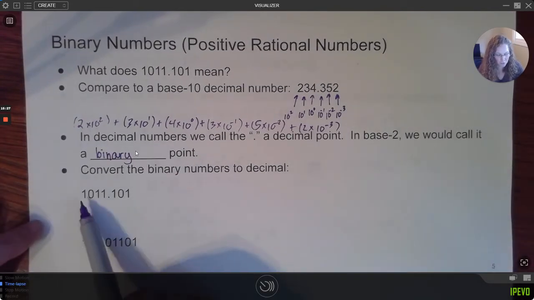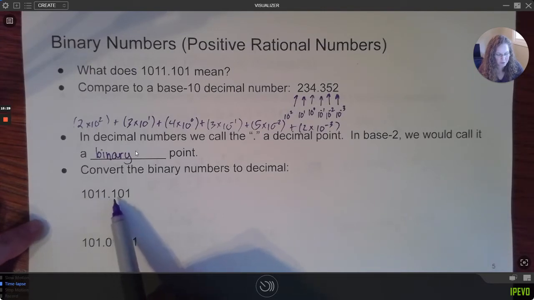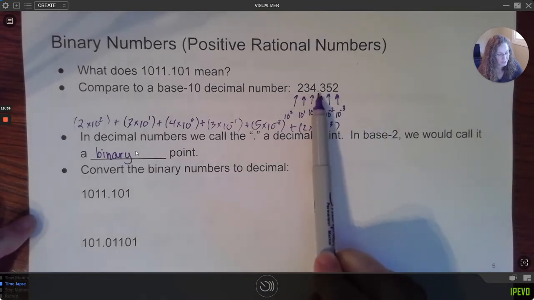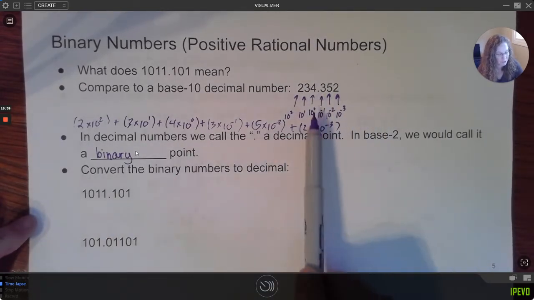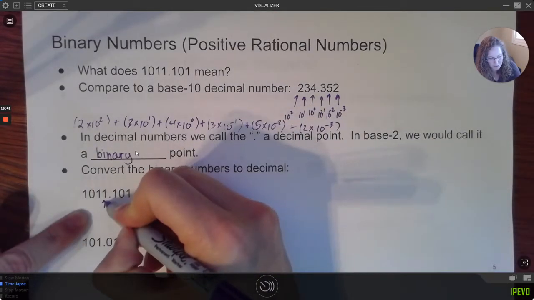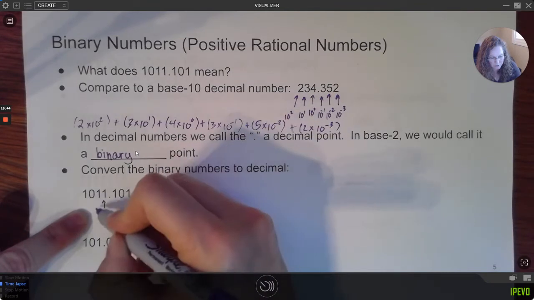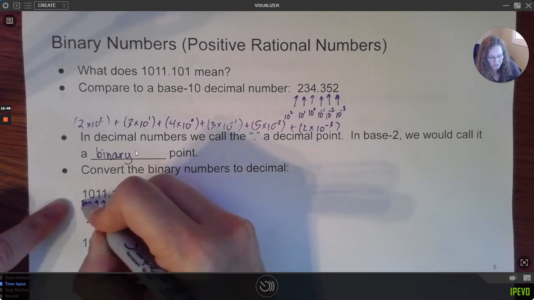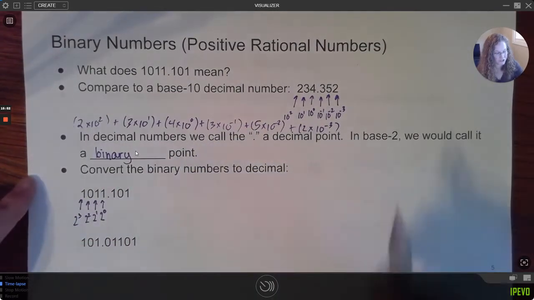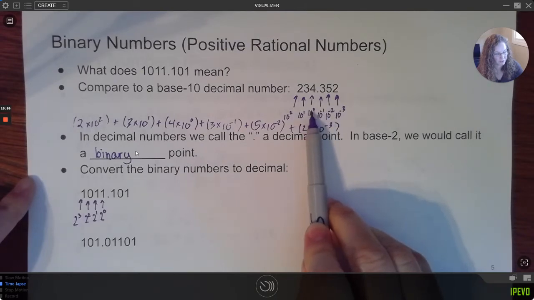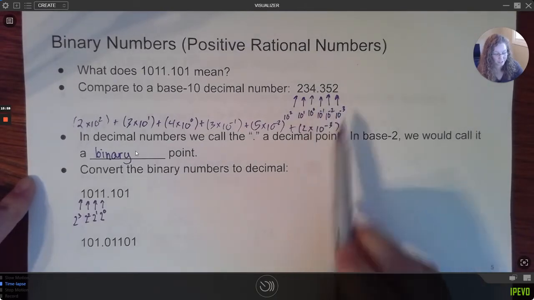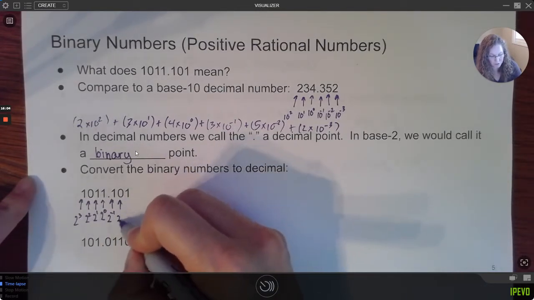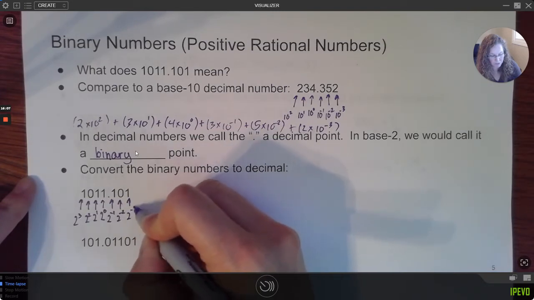Okay, so let's say we had 1011.101. Well, just like we did here, we start at the binary point, and we'll label our place values. So as we know, this is going to be the base of 2 to the 0. This will be a base of 2 to the first. This will be 2 squared, and this will be 2 cubed. And just like we had exponents going down from 0 on the other side, so -1, -2, -3, the same thing will happen here. So this will be a 2 to the -1, this will be a 2 to the -2, and this will be a 2 to the -3.